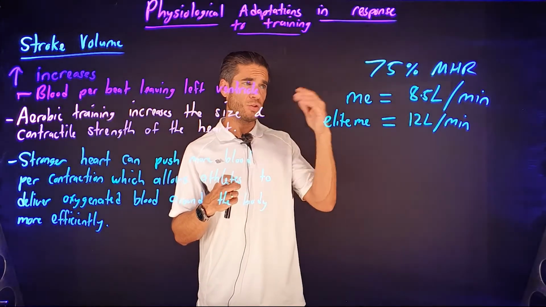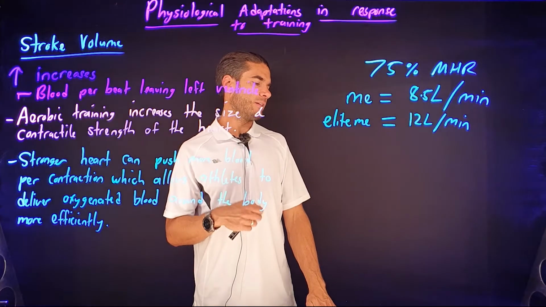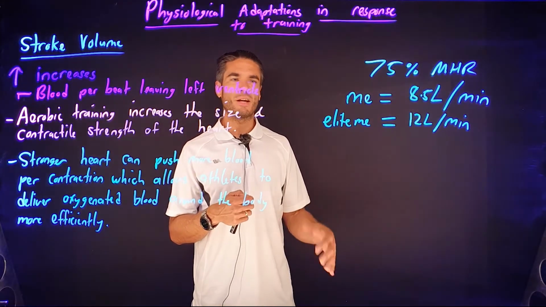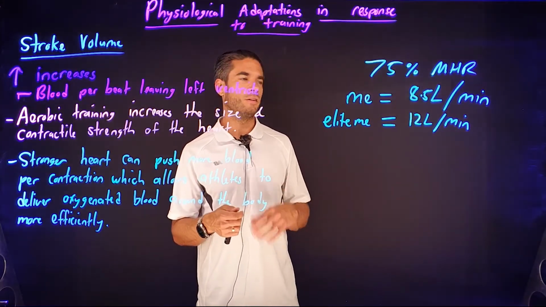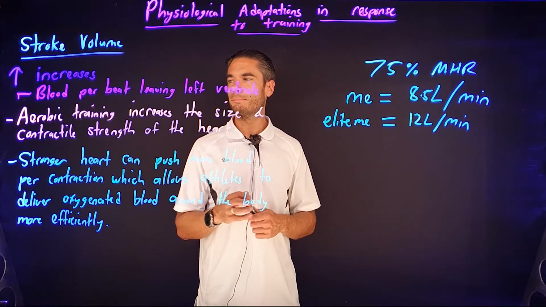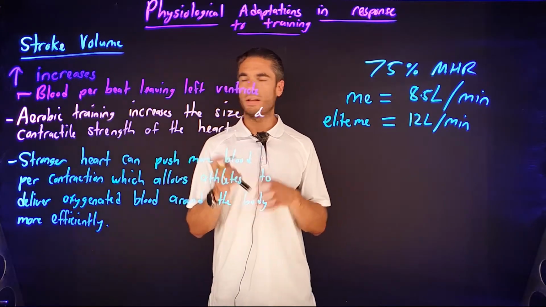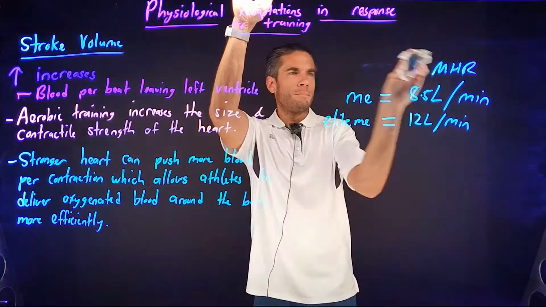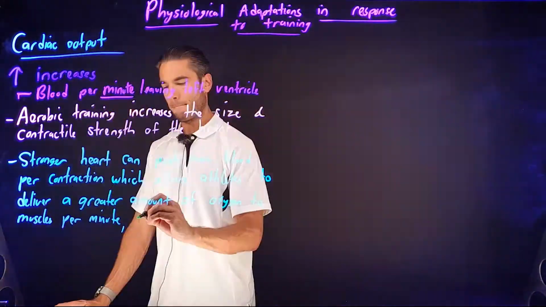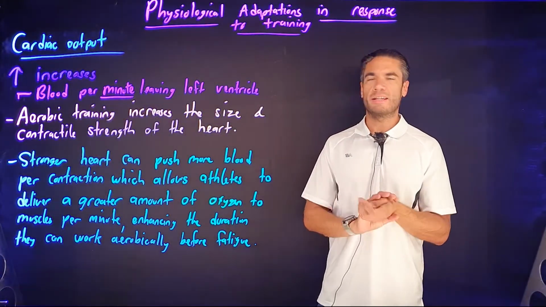So the normal me would go for a run and then after 30, 40 minutes I'd be tanked, whereas the elite me would go for a run and after 34 minutes I'm just warming up because that's how fit I am. So that's stroke volume. All right, so our third one is cardiac output.